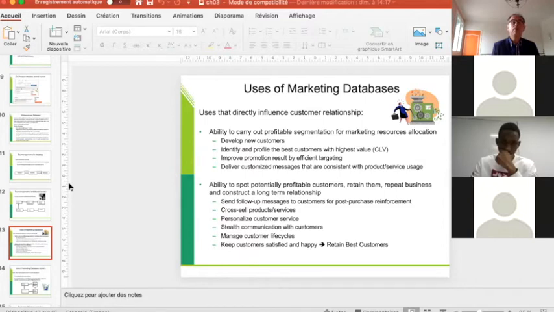You can also decide to do cross-selling. If you see that the customer bought a given product, you can make recommendations for related products or non-related products.